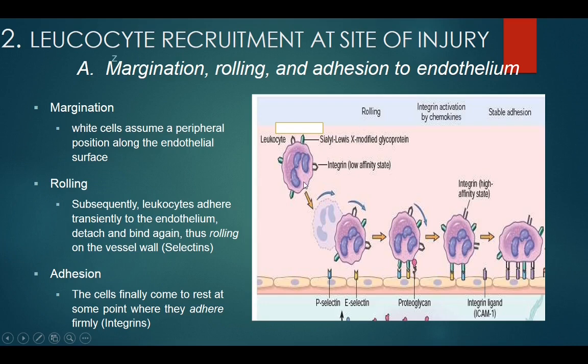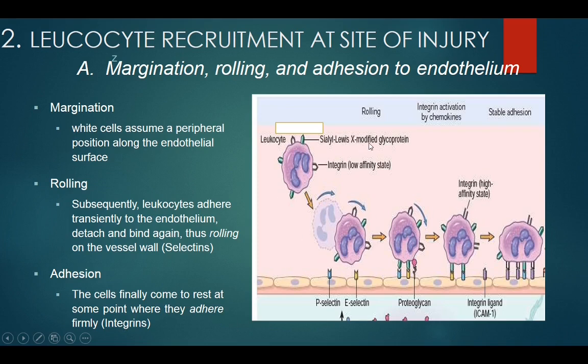So what this does is, when the flow is very fast, then in this rolling they will go and bind with these receptors, and it will slow down this movement. It will further give time for the leukocytes to slow down and move out of the vessels, like adhesion. Then finally cells come to rest at some point and they adhere firmly, through integrins. These are the ones which are responsible for firm adhesion.